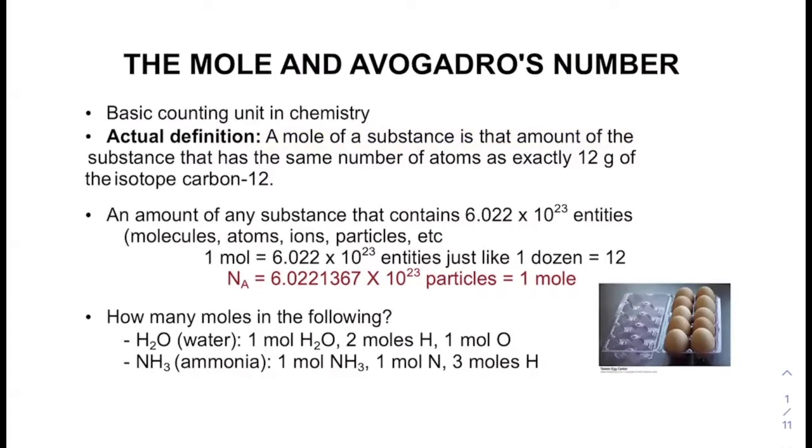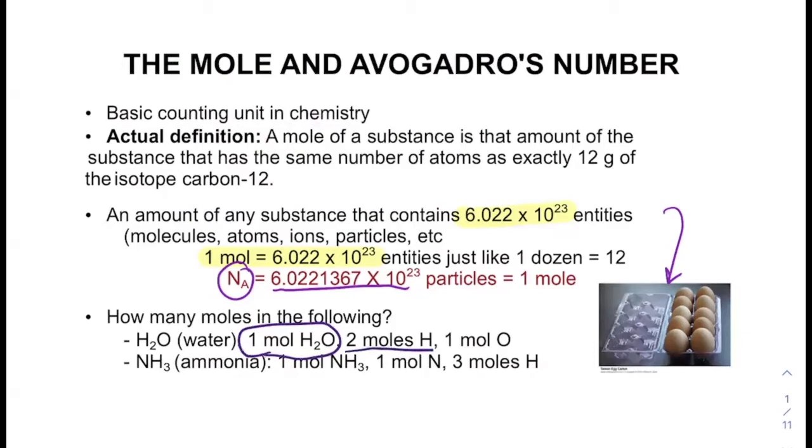An amount of any substance that contains 6.022 times 10 to the 23rd entities. That can be molecules, atoms, particles, ions, etc. So 1 mole is equal to 6.022 times 10 to the 23rd entities, just like a dozen is 12. 6.0221367 times 10 to the 23rd is Avogadro's number. Na is Avogadro's number.